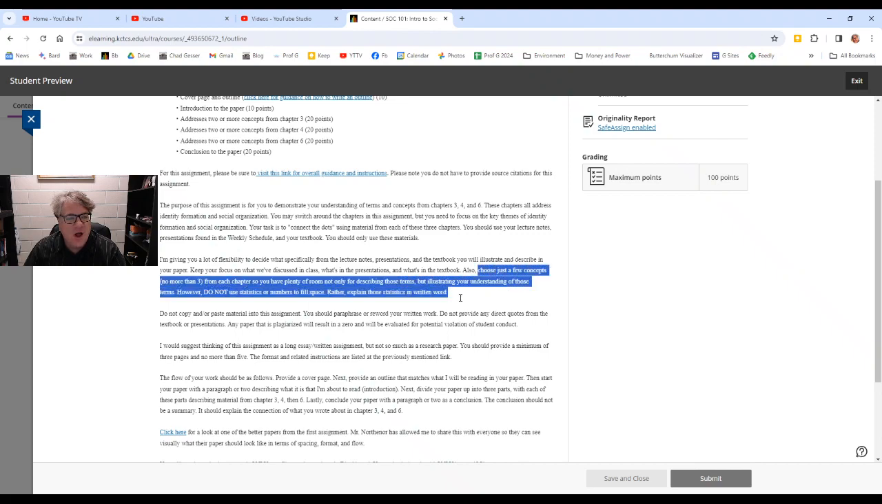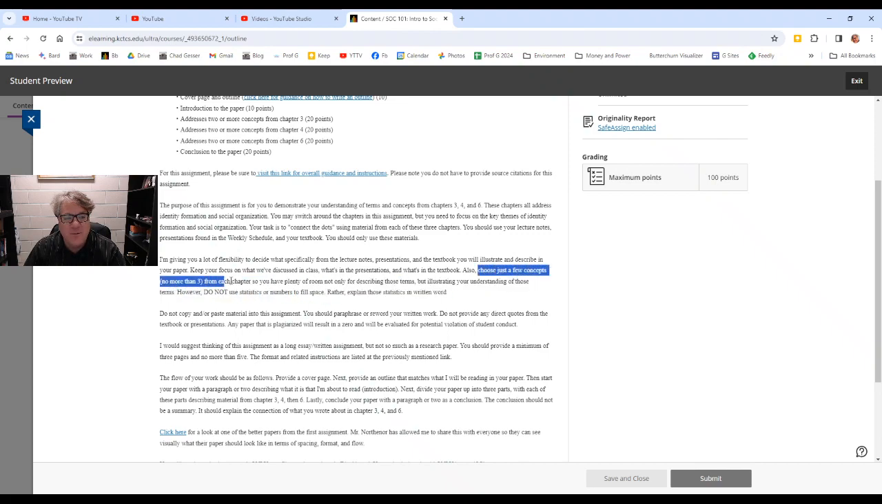Choose just a few concepts, no more than 3 from each chapter. Now then, let's say you have 3 concepts from chapter 3. I want you to illustrate your understanding of that concept, and I want you to elaborate on that. So if you have too many concepts, it's just going to be watered down. Okay? Pick no more than 3, and it's recommended that the 3 relate to one another, so you can connect the dots. It's easier to connect the dots.